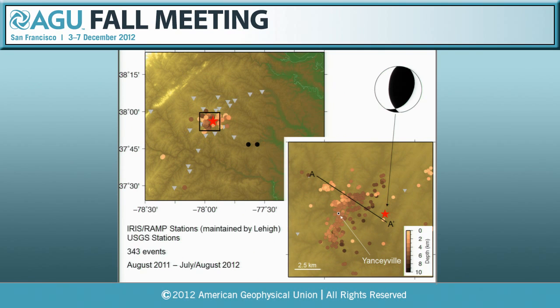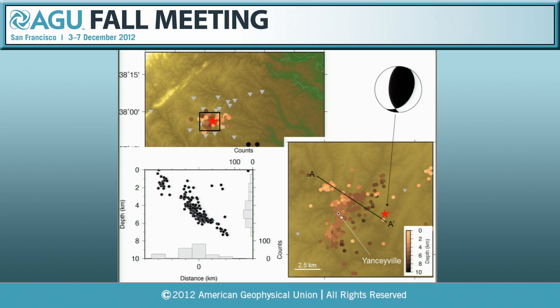Now let's see how we can use those techniques in the area of the last earthquake in Virginia. This is the distribution of the aftershocks collected by the IRIS RAMP and USGS stations. Those results have already been presented today, but let me show that the aftershocks highlight beautifully the fault plane. If you consider the profile across the AA prime, you can see that the fault plane is very nicely highlighted. It actually reaches the surface just north and west of Yanceyville. So keep in mind this name because it will come back again during the talk.